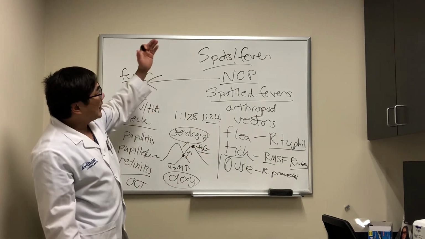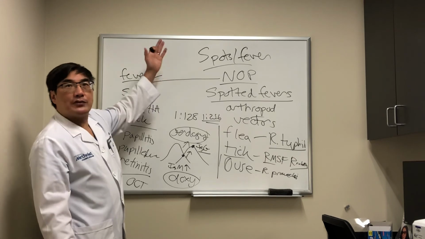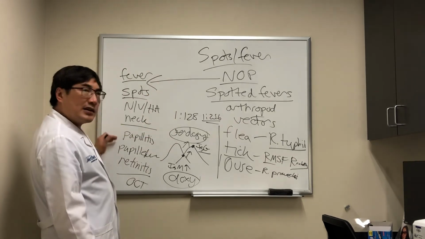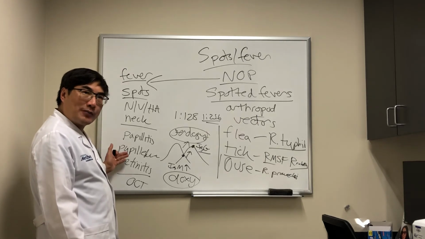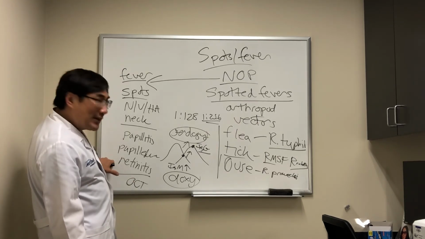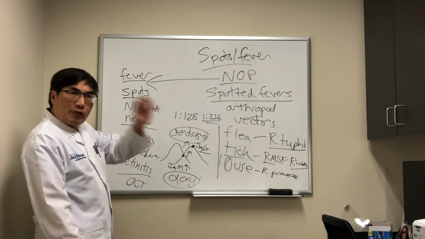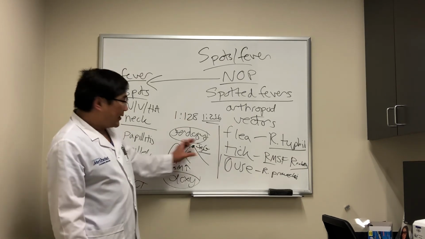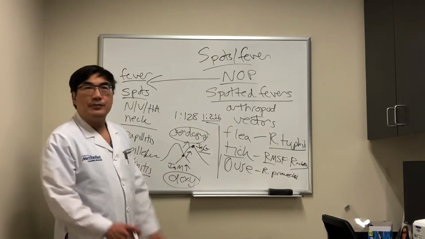So you should be thinking about the spotted fever group when we have spots, fever, constitutional symptoms, the neuro-op findings, swollen disc, retrobulbar optic neuritis, papillitis, papilledema, and infectious retinitis. We're going to do OCT on these people, serology, IgM, IgG, and treat them with doxycycline.